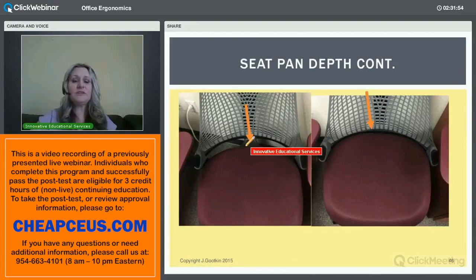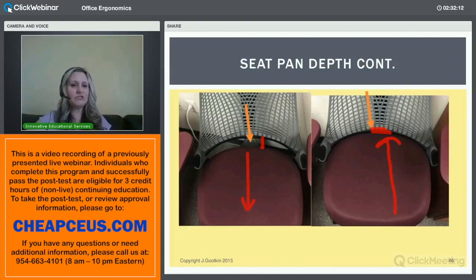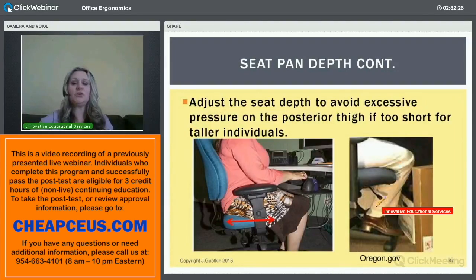So just to show you here on this desk chair, this is with the seat pan all the way forward, so we have the space in here, and then this is with the seat pan all the way back. Someone who has a shorter leg, see how it's more in contact with the back. So this is going to allow you to adjust that patient so that they have the right femoral support, because we know if the femur is not supported, then it can change the angle of the hip, placing stress on the lumbar spine.